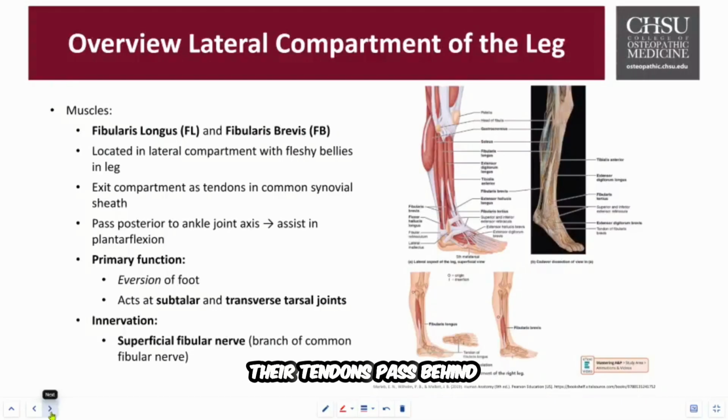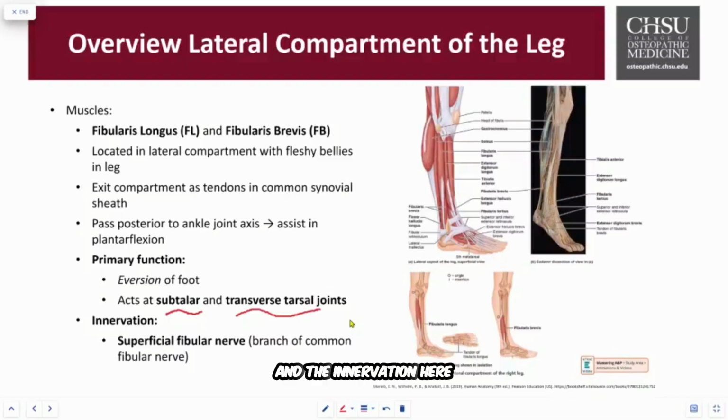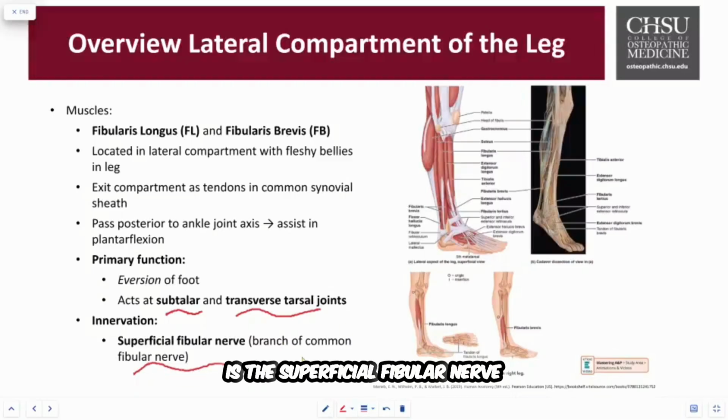Their tendons pass behind the lateral malleolus, and they're enclosed in a synovial sheath, this big fluid-filled capsule. These muscles assist with the function of plantar flexion and play a key role in foot balance, and also when you're walking on uneven surfaces. Their innervation comes from the superficial fibular nerve, and they're very vulnerable to any kind of ankle inversion or sprained ankle injuries. These muscles act on the subtalar and the transverse tarsal joints of the foot, and the innervation here is the superficial fibular nerve.